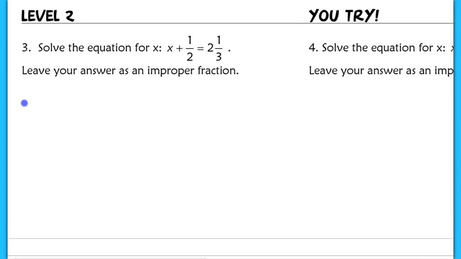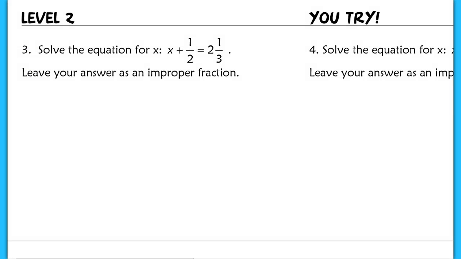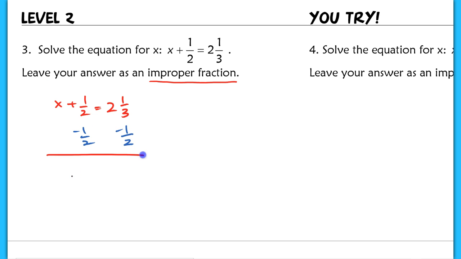Okay, this one says solve the equation for x when x plus 1/2 is equal to 2 1/3. We're going to leave our answer as an improper fraction. An improper fraction has a bigger number over a smaller number. Okay? And that's all that an improper fraction is. So let's solve. We have x plus 1/2 equaling 2 1/3. Now I know if I want to isolate x, I only have to subtract 1/2 on both sides. So now I'm left with x equaling 2 1/3 minus 1/2.